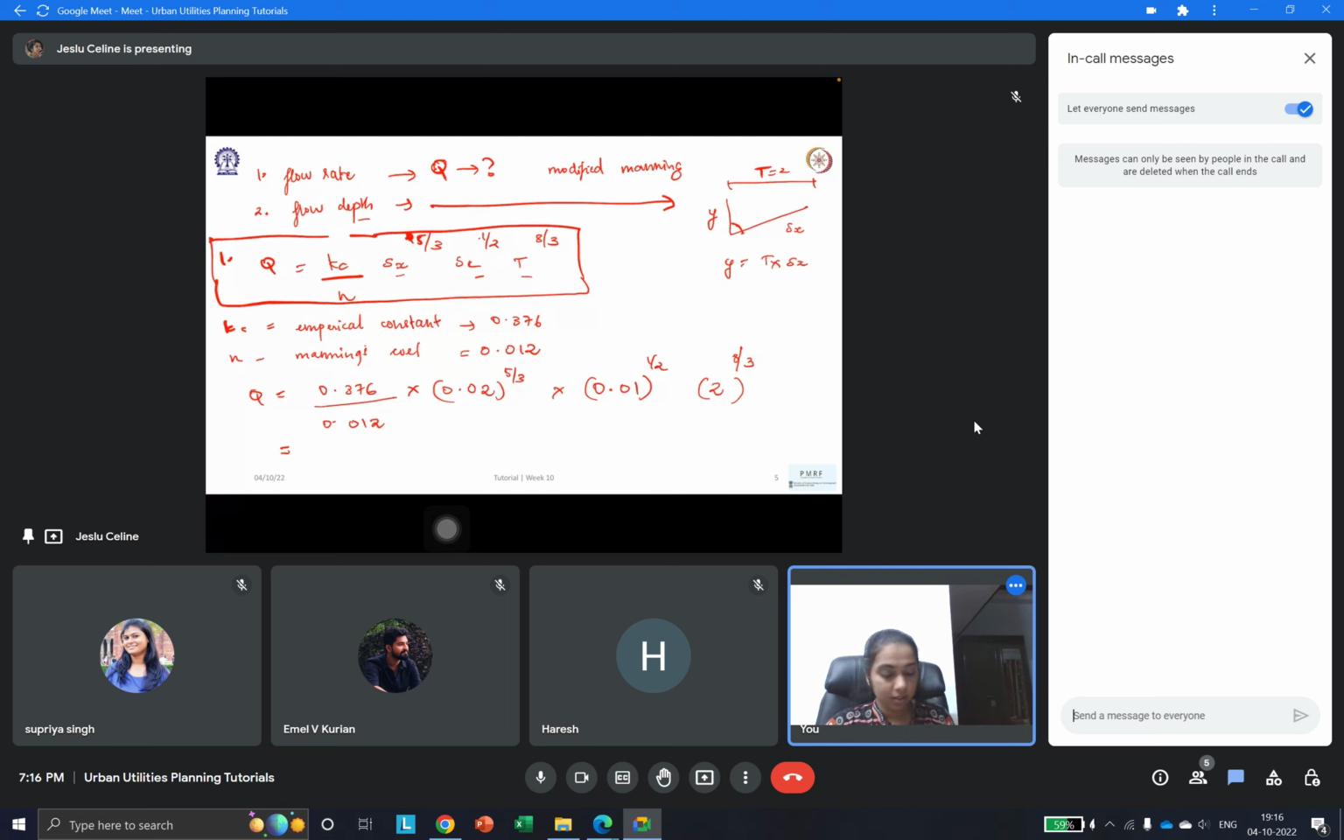Anybody answer? Okay, so you might check. So this works out to 0.0293 meter cube per second. So any difference in opinion, anybody? You can move forward. Okay.